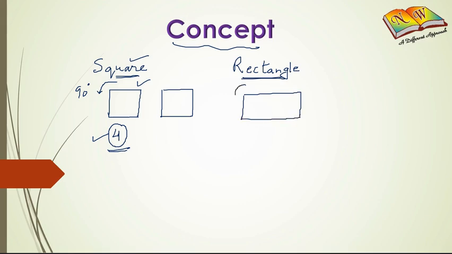If you rotate this through 90 degrees, you will get a rectangle which is like this, and this does not resemble the original shape. So you have to turn it by 180 degrees and then by another 180 degrees, that means 360 degrees, to get back the original shape. And so the order of symmetry in case of a rectangle is 2.